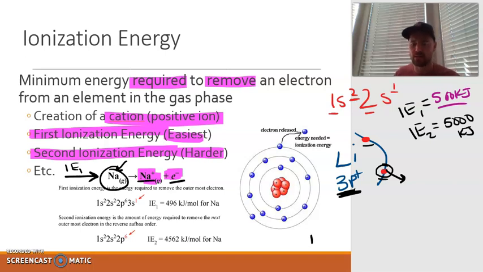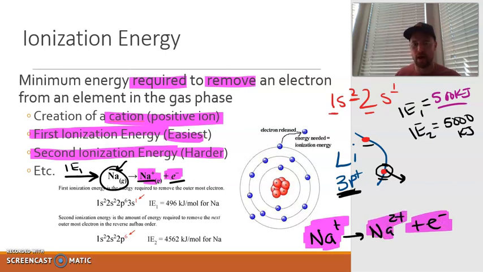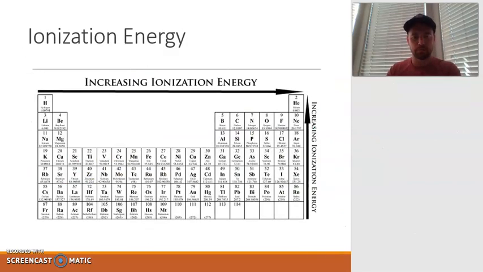What if I saw this? What if I saw Na+ yields Na2+ plus an electron? What would that indicate? Well, notice I've already started out with the ion. I've lost 1 more electron now. Now it's Na positive 2. This would be known as the second ionization energy because I'm starting out with an ion already of positive 1 and now I've lost the second electron. So you can represent that in an equation.